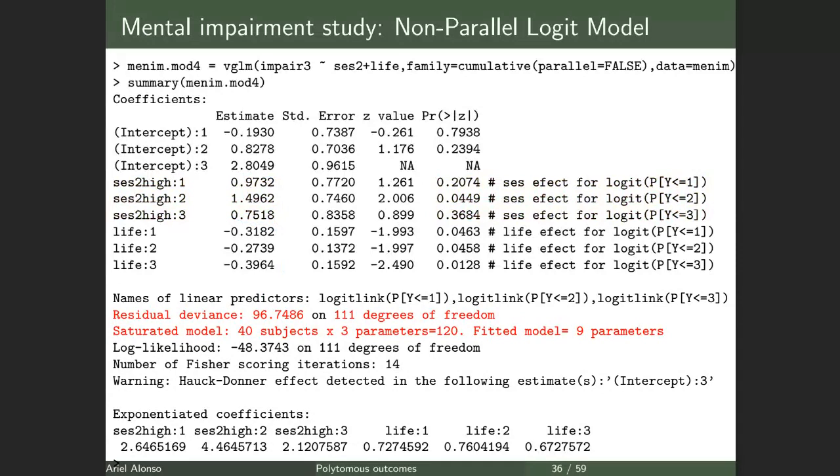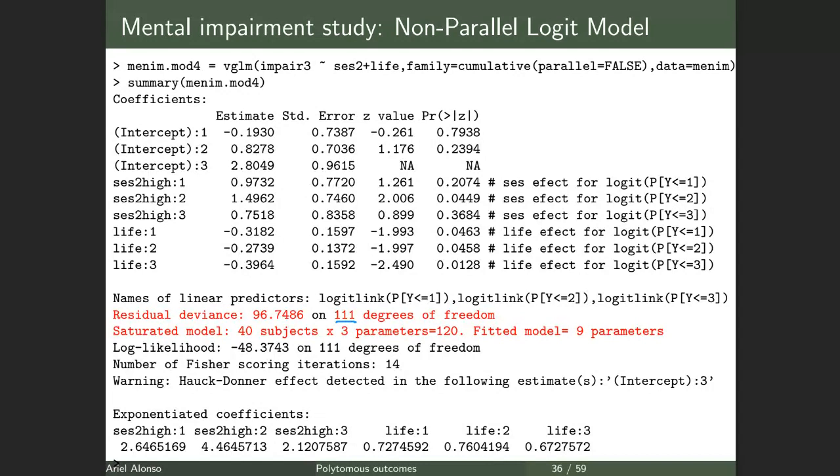And now here you see the residual deviance, and we have now 111 degrees of freedom. Why? Well, this is the difference in the number of parameters between the saturated model, which has 120 parameters, we have explained that already, and the number of parameters in the fitted model. In the fitted model, now we have 9 parameters: 3 intercepts, 3 effects for socioeconomic status, 3 effects for life events. And then 120 minus 9 is 111.